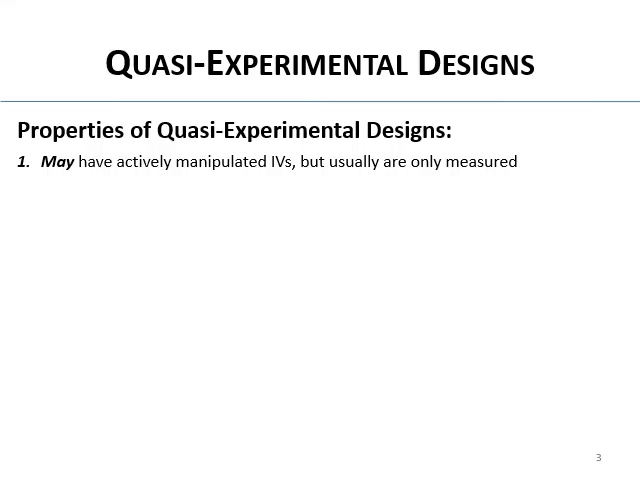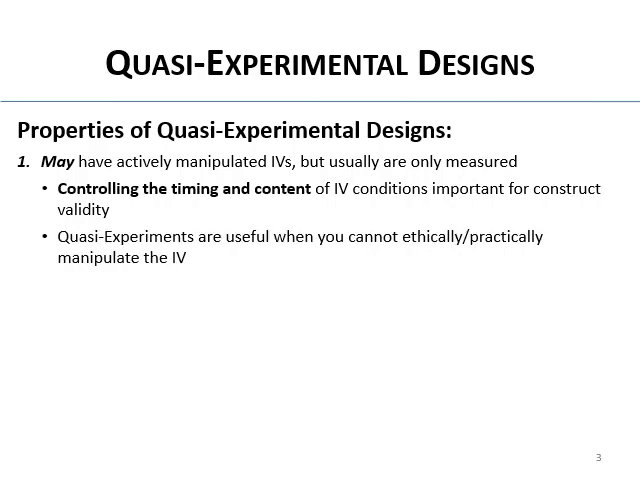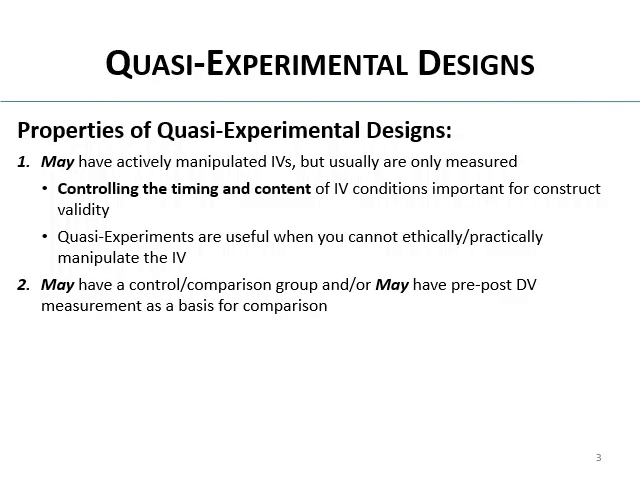Well, they may have actively manipulated IVs. So you can actually determine what the levels of things are, but still people might pick them, right? Self-select into them rather than random assignment. Most of the time you're just measuring things in quasi-experimental designs. You're not actively manipulating them. Controlling the timing and the content of the IV conditions is important for your construct validity, and that's one of the things you don't have as much control over in quasi-experimental designs. They're useful though when you can't ethically or practically manipulate the independent variable.